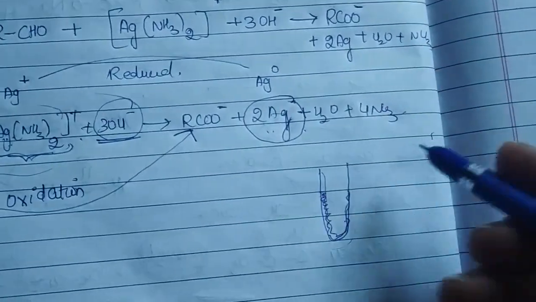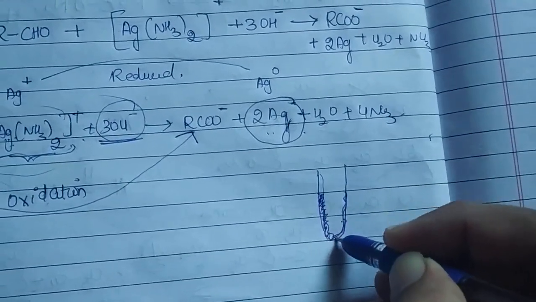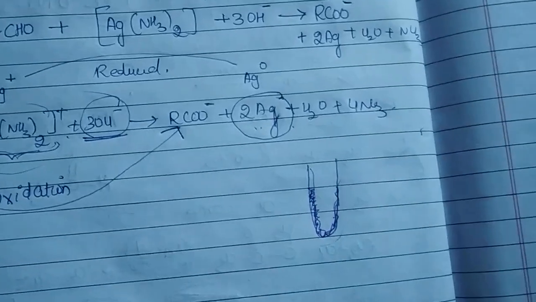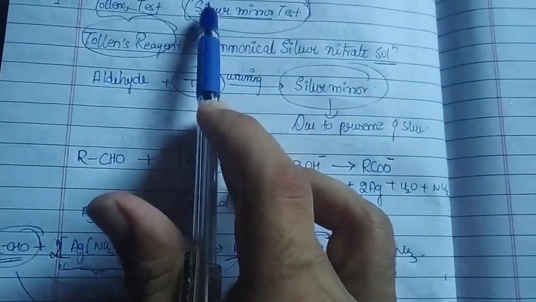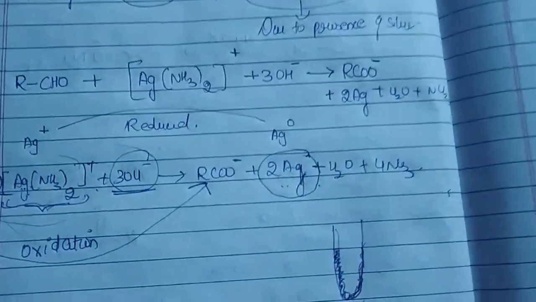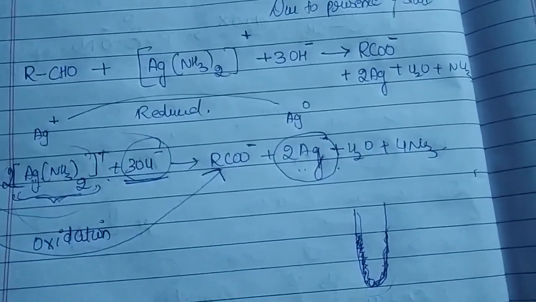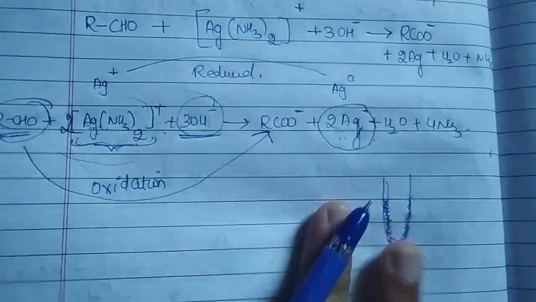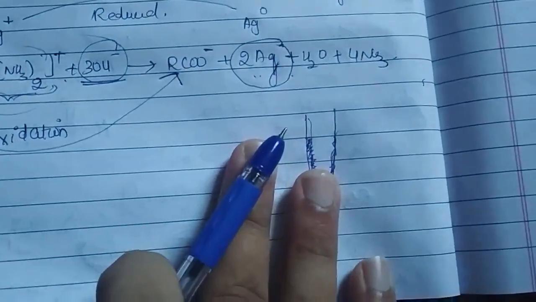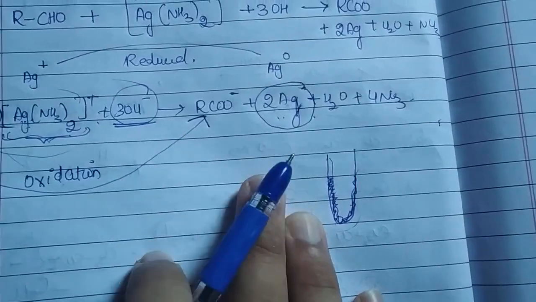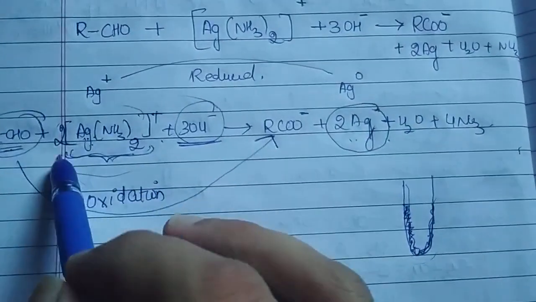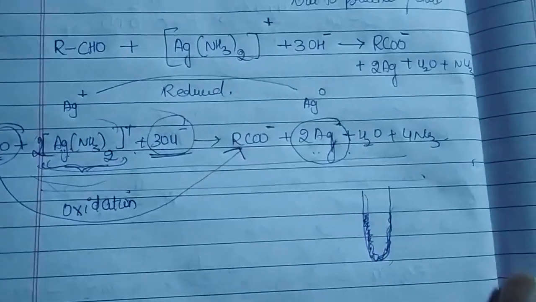Since the metal is being formed, it gets coated on the test tube, which will easily reflect your image. So that is the reason it is called the silver mirror test. Getting my point? Very much important. And do remember, it is a test which is only answered by your aldehydes. The reaction is very much important.